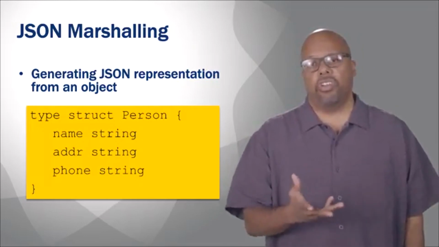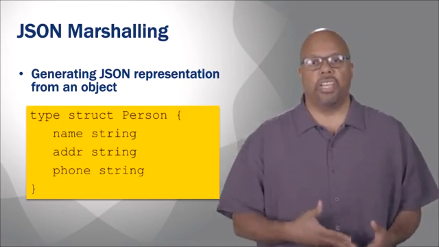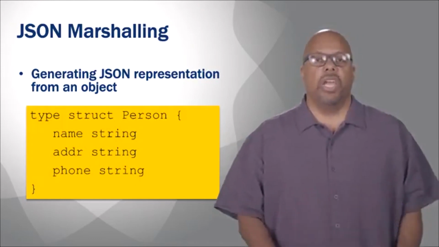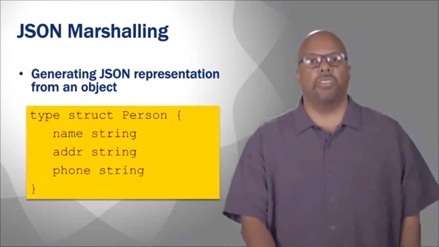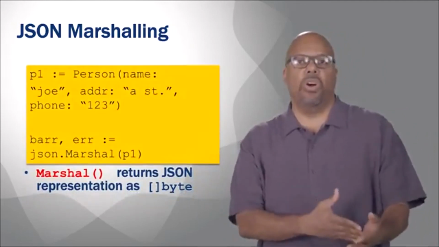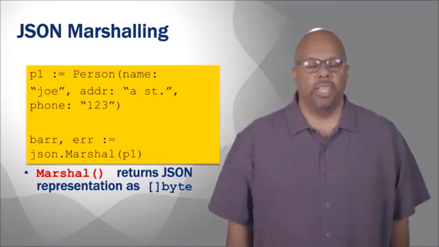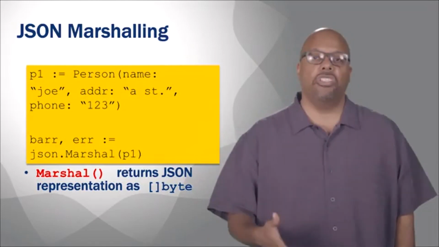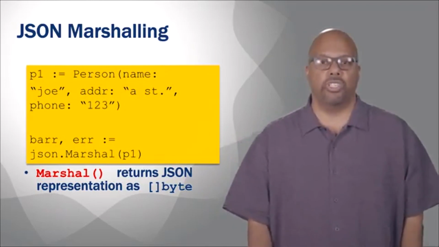So in this example, we're going to start off with our person struct. And here's the general structure. Type struct. It's got a name, address, phone. They're all strings. And this is the structure. So let's say we have an actual person, an object of this particular type. And this person, P1, has a particular name, Joe, address A Street, phone 123. We've seen this before. So now we want to take this person, this struct, and turn it into a JSON object. So we call this function, JSON.Marshal.